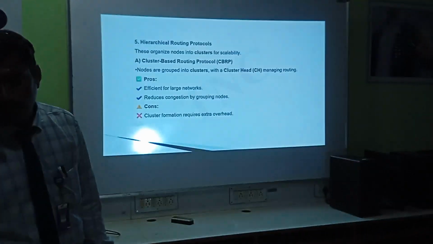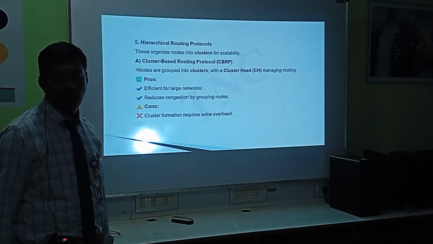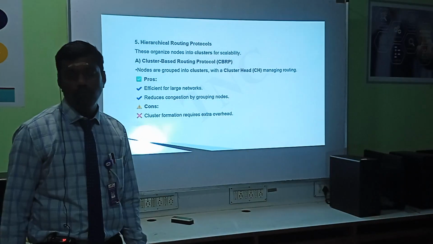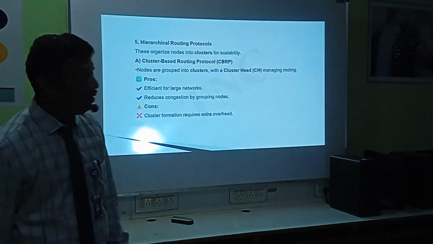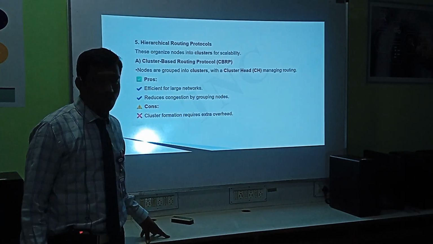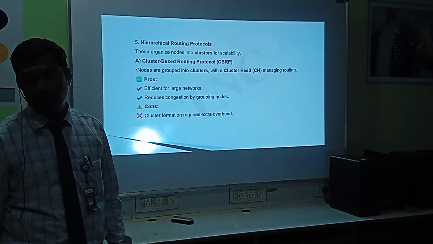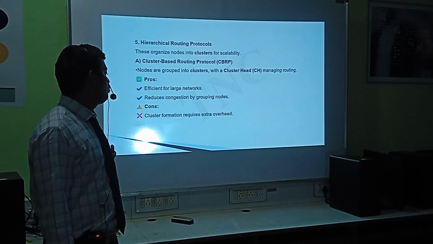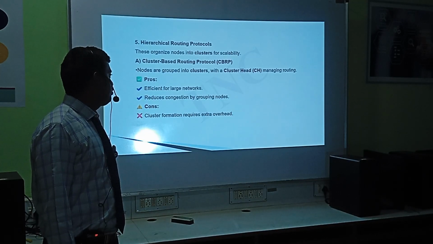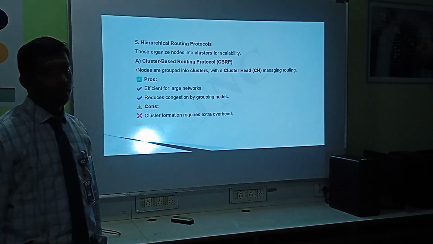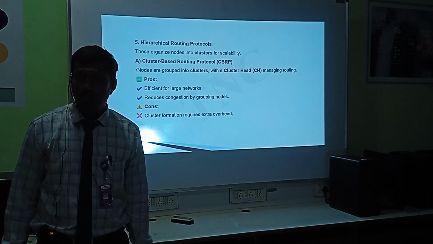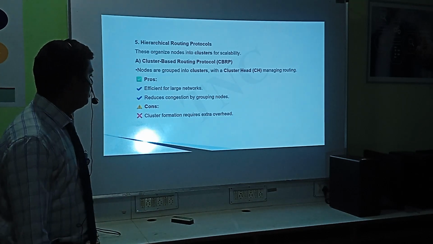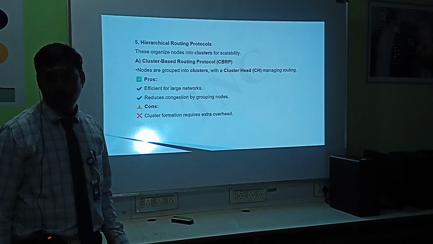Next one, the hierarchical routing protocol. It organizes nodes into clusters for scalability. Here the nodes are grouped into clusters, with a cluster head, that is CH, managing the routing. An example is CBRP, the cluster based routing protocol. The pros are efficiency for larger networks and reduced congestion within the group of nodes. The con is that the cluster information requires extra overhead.